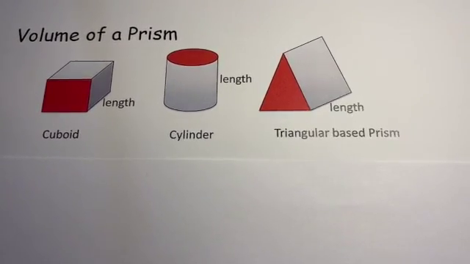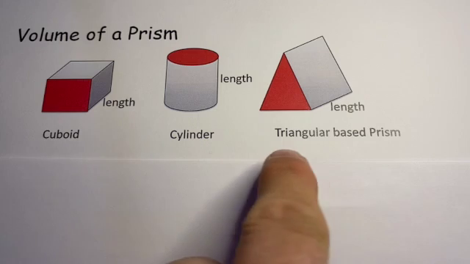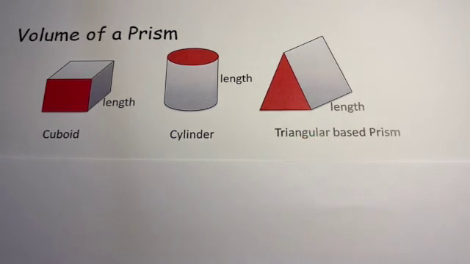Now in this setup we're going to look at the volume of a prism. To work out the volume of a cube or a cuboid, a lot of people can easily do this. However, I'm going to look at this as one setup. So I'm going to look at three shapes in particular: the cuboid, the cylinder, and the triangular base prism.